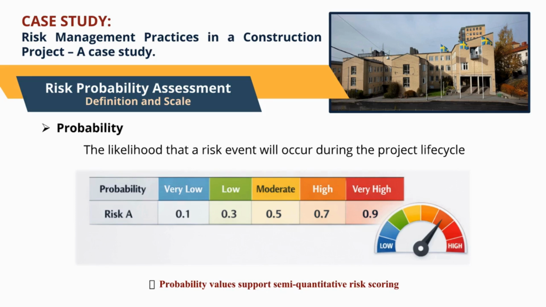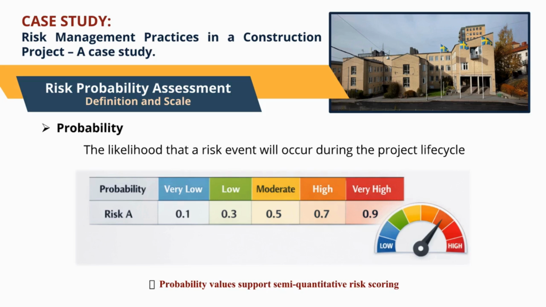For instance, a risk rated as very low has a small chance of occurring, while a very high risk is considered highly likely unless preventive measures are taken. Assigning probability values in this structured way supports semi-quantitative risk scoring. This enables probability ratings to be combined later with impact values, forming the basis for risk prioritization and informed decision-making. By using a standardized probability scale, project teams improve alignment, enhance communication, and strengthen the overall reliability of the qualitative risk analysis process.